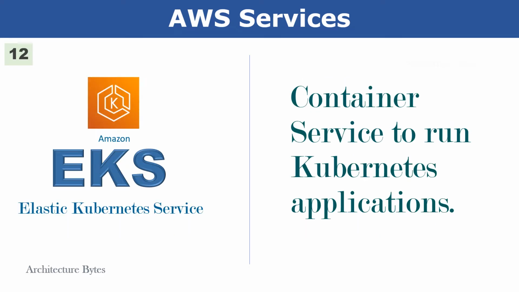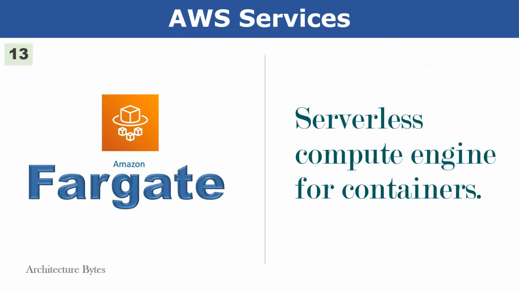EKS, Elastic Kubernetes Service, is a container service to run Kubernetes applications. There is no need for you to manage, install, or operate Kubernetes. AWS manages Kubernetes control plane or nodes for you. Fargate is a serverless compute engine for containers compatible with both ECS and EKS. It eliminates the need to provision and manage servers for containers.